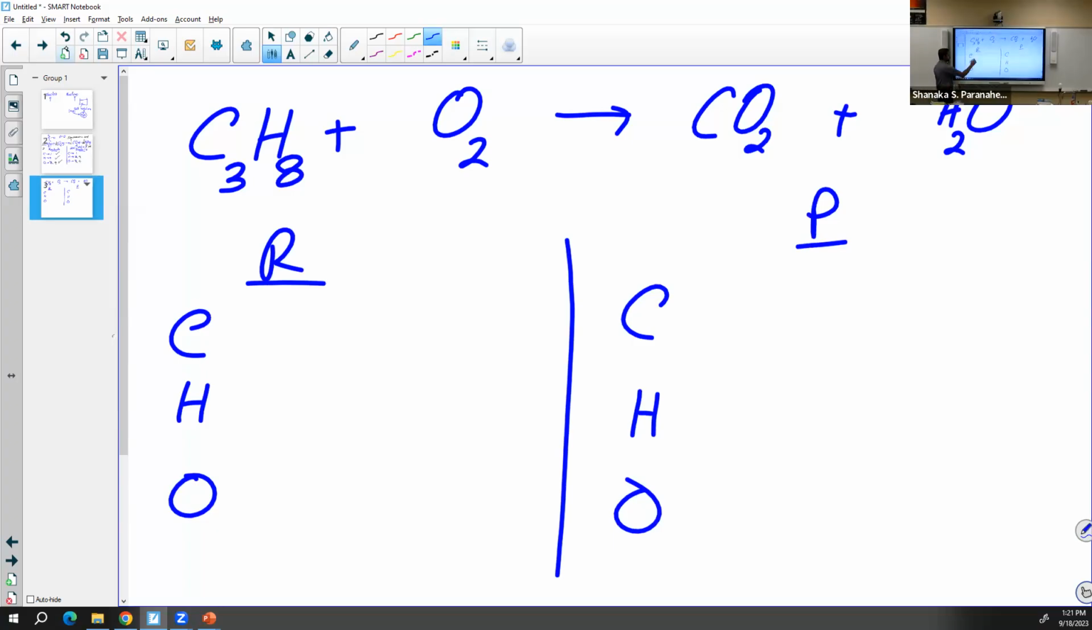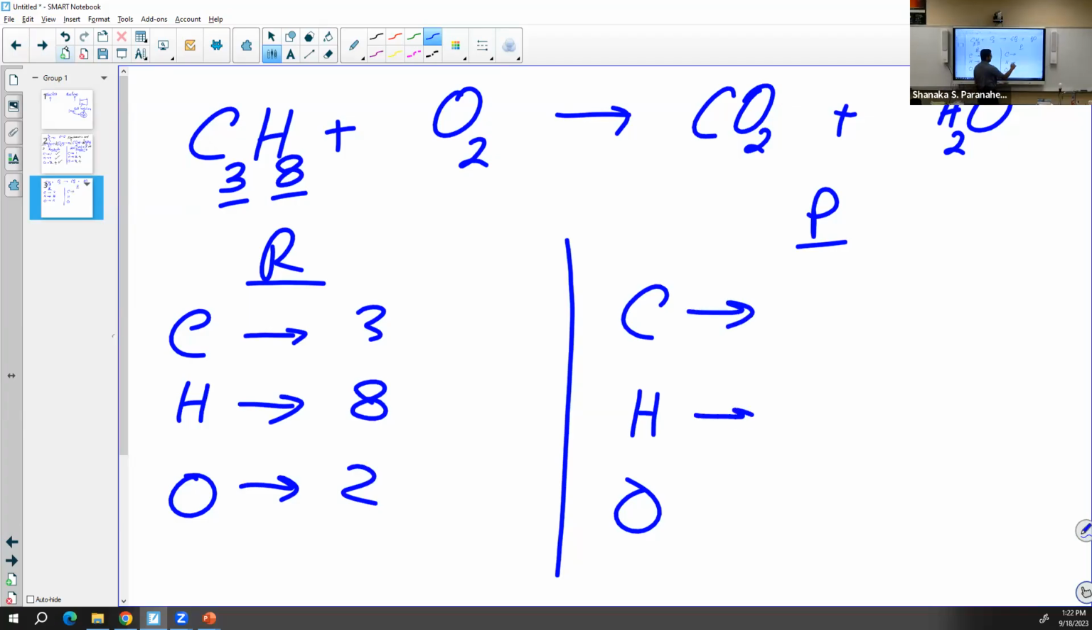Next step is the count. How many carbon atoms are on the reactants? What is the total number of carbon atoms? Carbon only. It's 3. How many hydrogen? 8. How many oxygen? 2. Oxygen is a diatomic molecule. It has 2 oxygens. The next one. How many carbons on the product side? 1. How many hydrogens? 2. How many oxygens? 3. Okay, so that's the first step. Now we can see it is not balanced. All 3 are different.